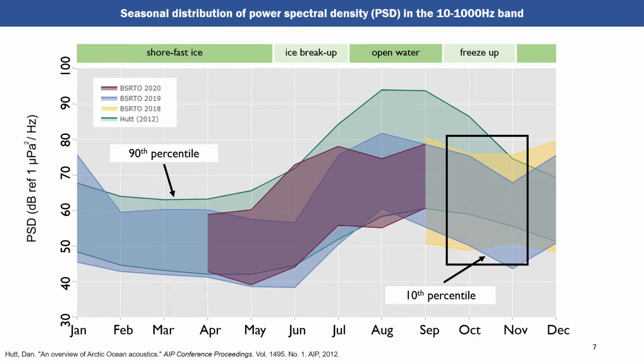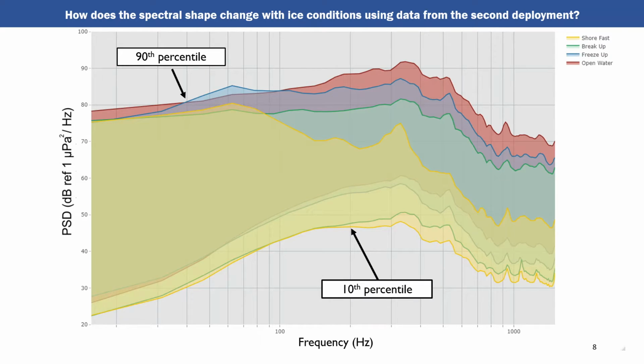And then what we see during freeze up is highly variable levels. So this is a period where you don't have as much shipping and you have the accumulation of large ice floes. So that leads to periods of very loud moments, or it leads to very loud periods, and then times of also very quiet when you have low winds and not as much human activity.